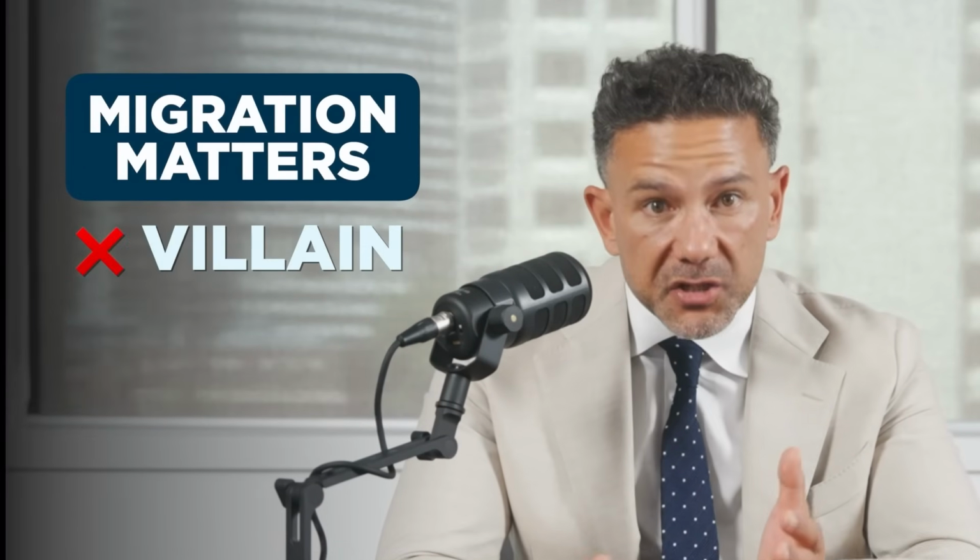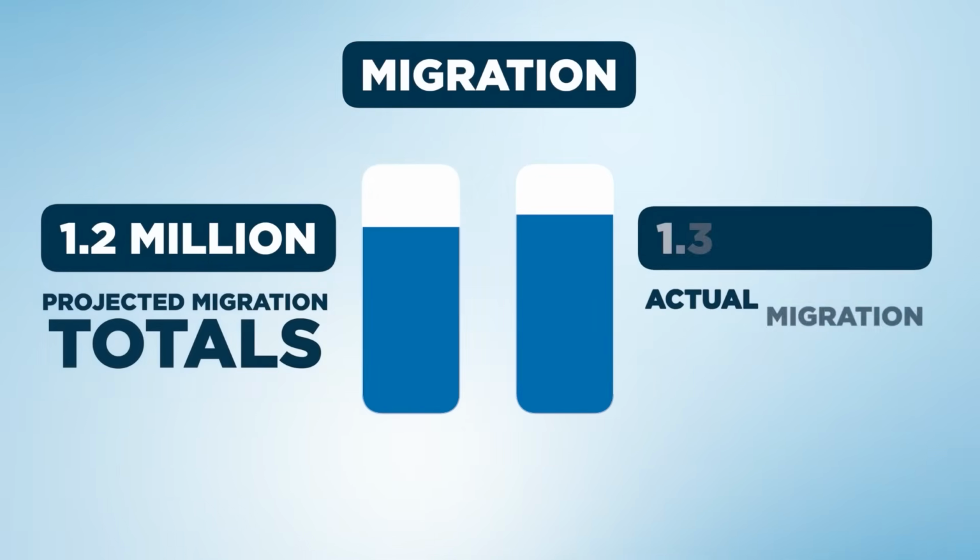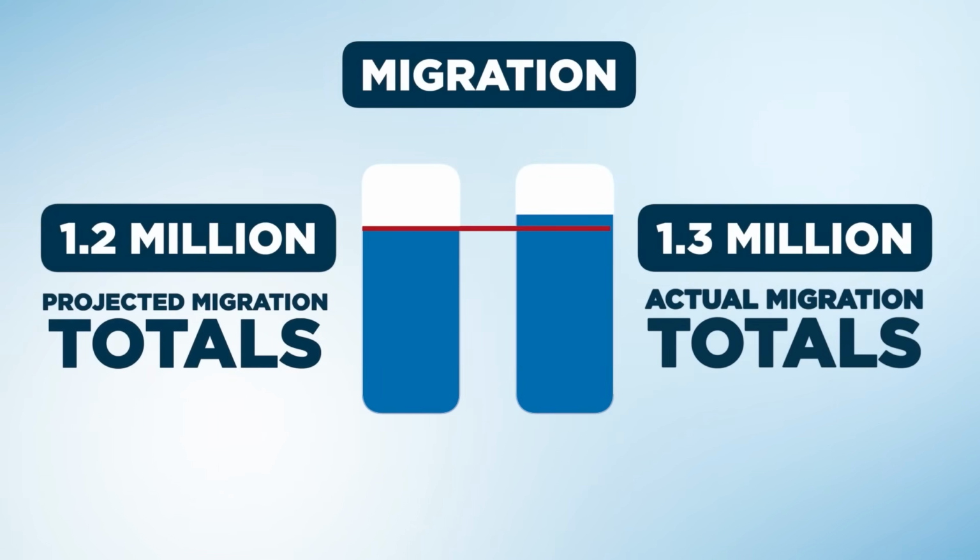Blaming migrants feels emotionally satisfying because it gives people something simple to point at, but it doesn't fix anything. Supply does that. So that's how I see it, and that's what the numbers say. Migration matters, but it's not the villain. The real problem is structural supply failure and policy design. Remember, 1.2 million, 1.3 million, the difference is not that much.